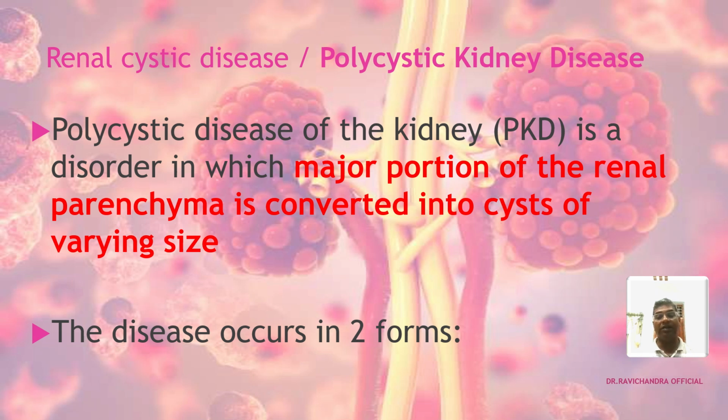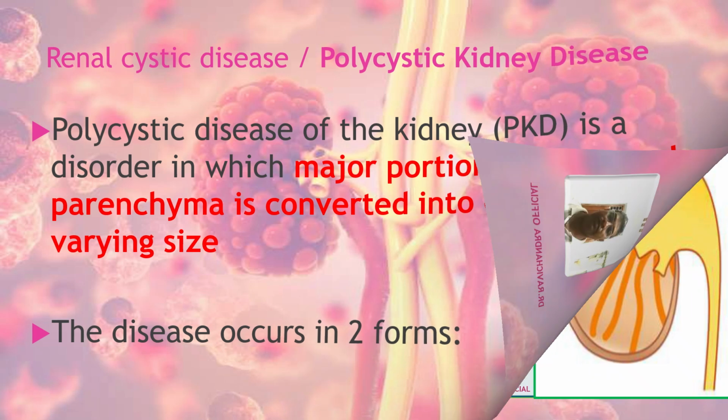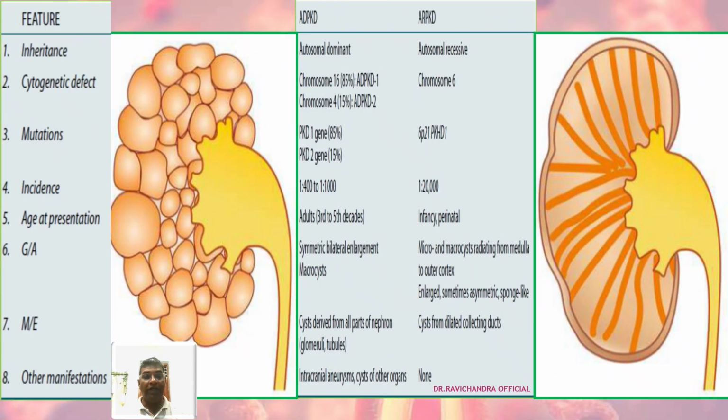The disease occurs in two forms. One is adult polycystic kidney disease, autosomal dominant, and the other is autosomal recessive polycystic kidney disease. In ADPKD, that is autosomal dominant polycystic kidney disease, the inheritance is autosomal dominant, and ARPKD is autosomal recessive.